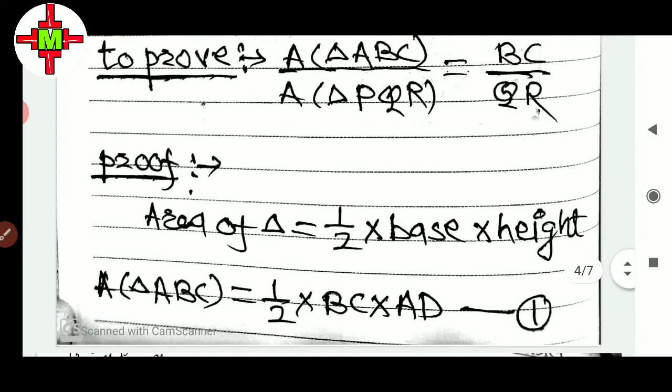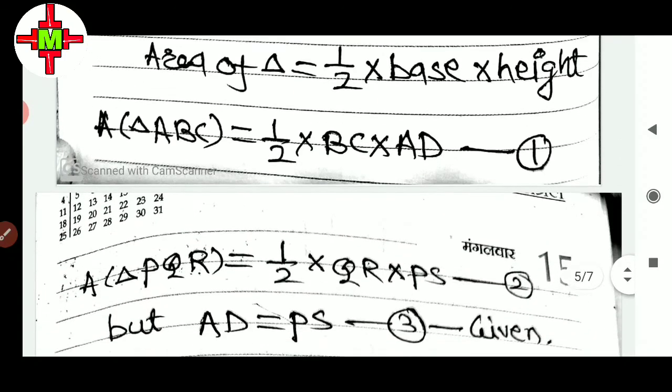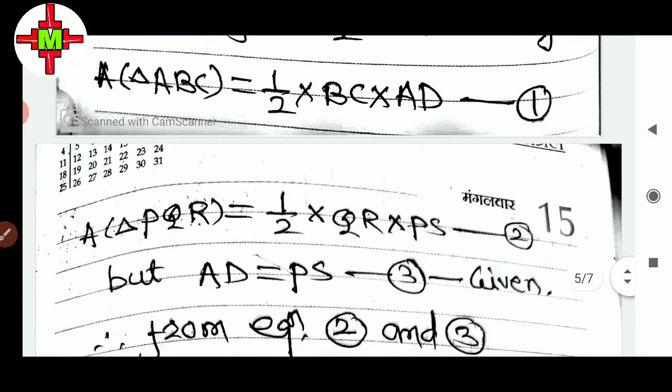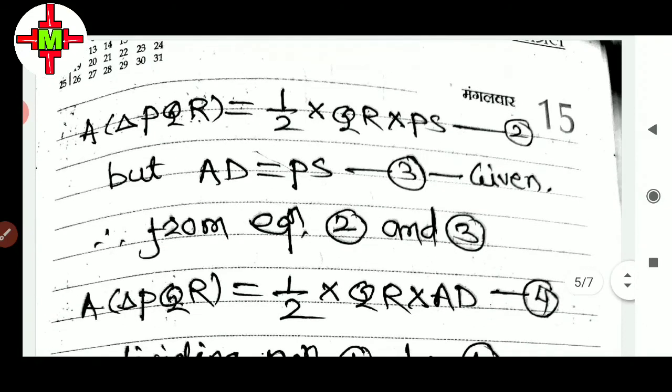Proof: area of any triangle is equal to 1 by 2 into base into height. Now area of triangle ABC is equal to 1 by 2 into BC into AD. Give this equation number 1. Area of triangle PQR is equal to 1 by 2 QR into PS. Give this equation number 2. But we know that AD is equal to PS, given to you. Give this equation number 3. From equation 2 and 3, area of triangle PQR is equal to 1 by 2 into QR into AD.